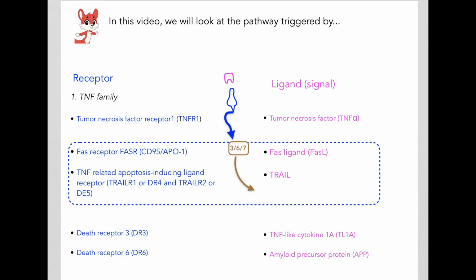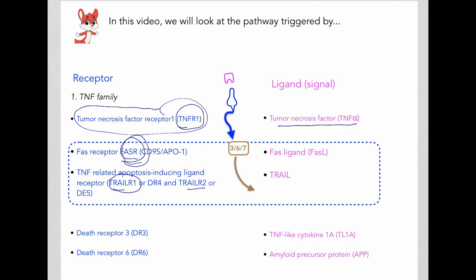So in the last video, we talked about extrinsic apoptosis using the TNFR1 receptor, where the ligand is tumor necrosis factor alpha. In today's video, we shall look at the Fas receptor, which is very similar to the TRAIL-R1 receptor or the TRAIL-R2 receptor. So we'll just focus on the Fas receptor. So this is what we'll talk about today.